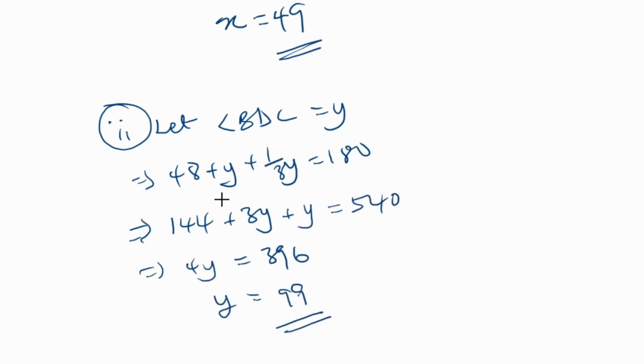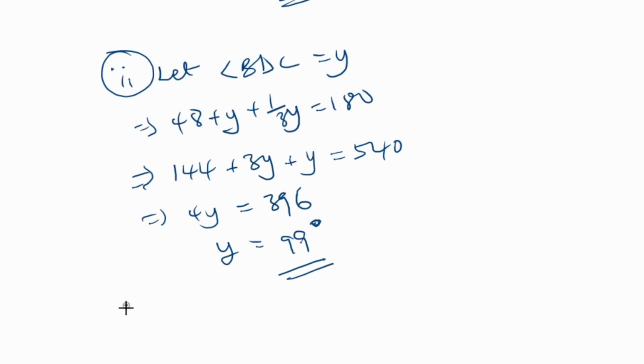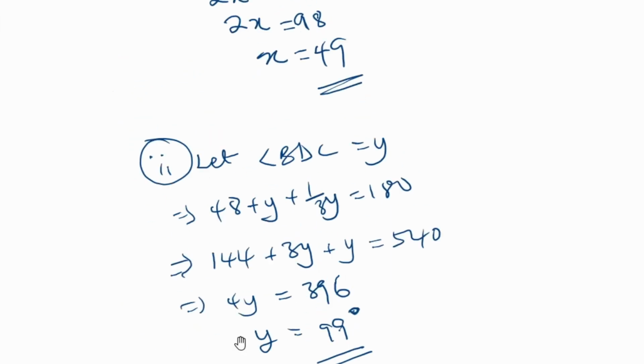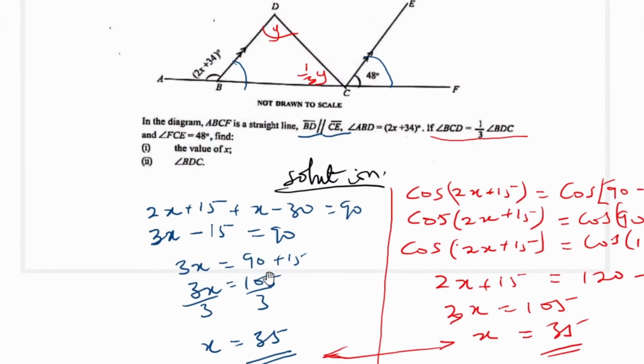Right, so like I said, we represented what I just said here, and then we multiply it through by 3. 48 times 3 gives us 144. y times 3 gives us 3y. 1/3 y times 3 will give us y. Then 180 times 3 will give us 540. So grouping like terms, you are going to get 4y equals 396. Then 396 divided by 4 gives us 99 degrees. Therefore, angle BDC equals 99 degrees. And that is question 11.